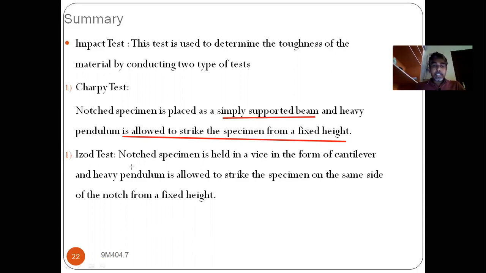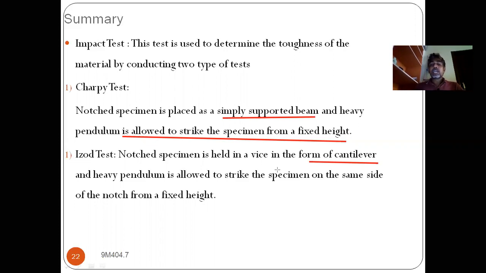Whereas in the Izod test, the notched specimen is held in a vise in the form of a cantilever beam. So what is meant by cantilever? One end is fixed and the other end is free. But here the impact load is applied on the same side of the V notch. So we are dropping the same pendulum from a certain height, but we are keeping the specimen in the manner of a cantilever beam, and the load is applied on the same side of the notch that you have provided.